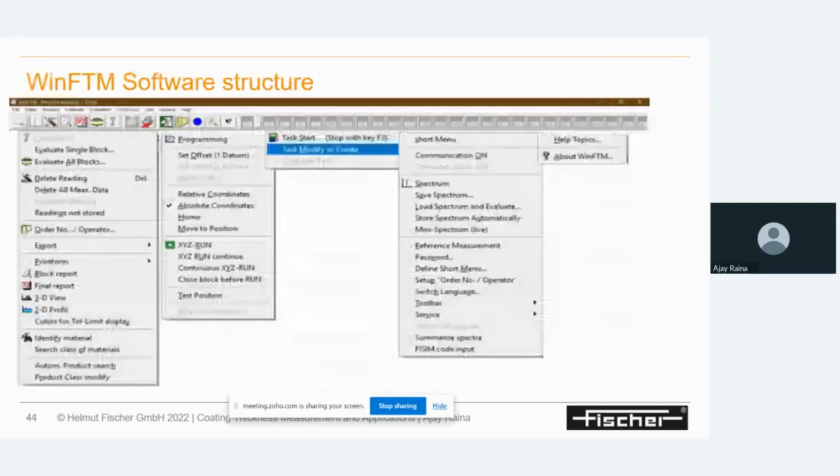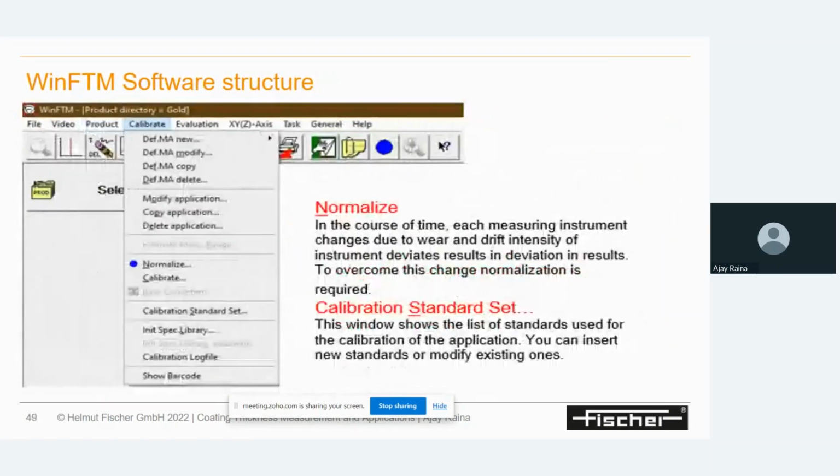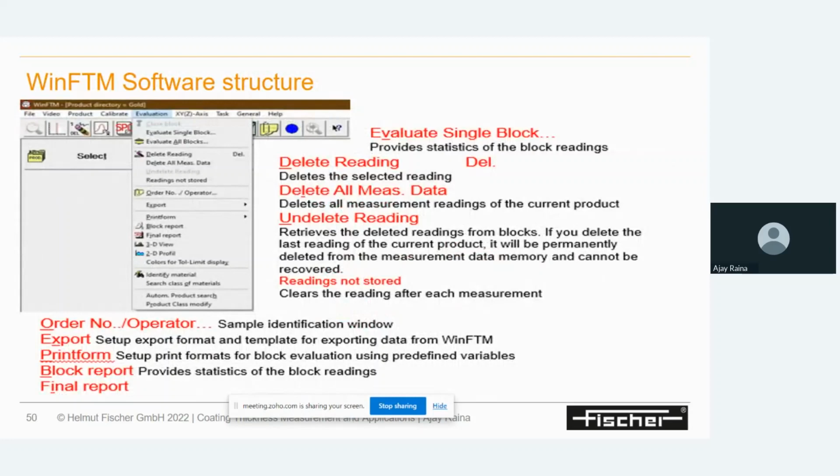I will skip these slides right now. I will choose some important ones only. If you have to delete readings from the evaluation, you have the option of delete readings, delete one by one. And if you choose all the readings to be deleted, you can delete all the measurement data. And if you have deleted some of the readings, you can undelete them. You have an option of undelete, you can retrieve that data.